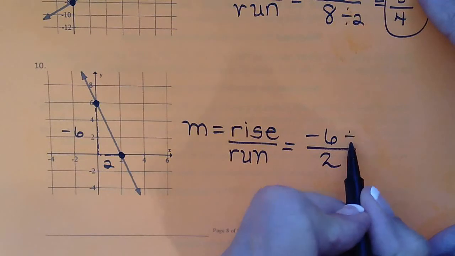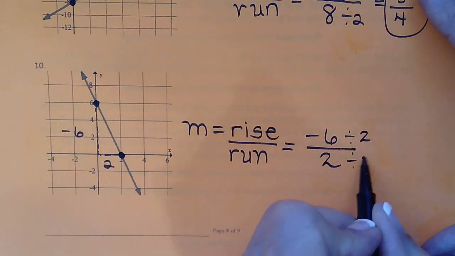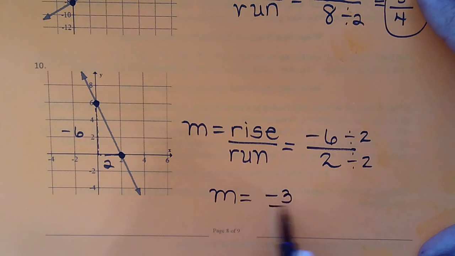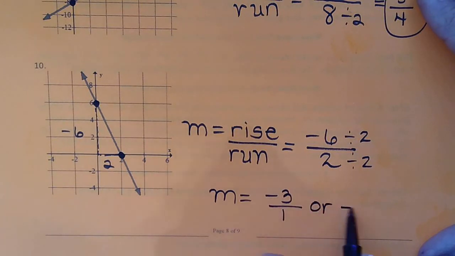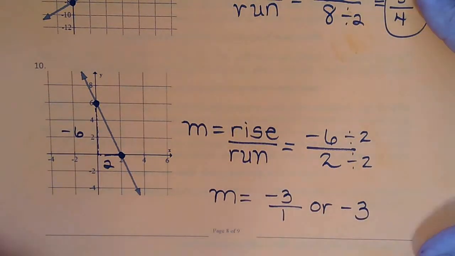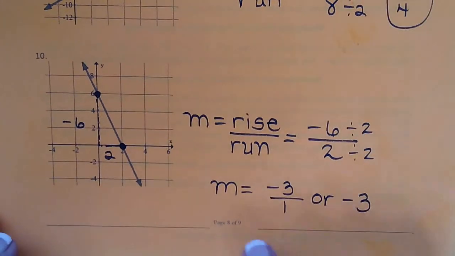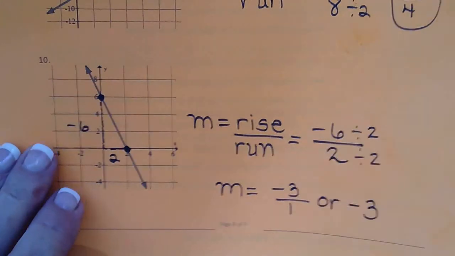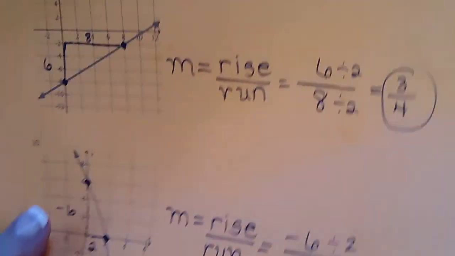But again, we have two even numbers. So our simplified slope is negative 3 over 1 or negative 3. And like I said, I have it programmed into Alex to accept either one of those. Okay. So that's pretty easy stuff, right? A little review of what we did in Module 6.